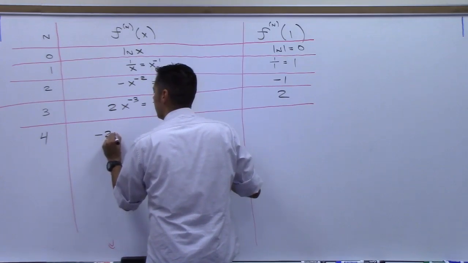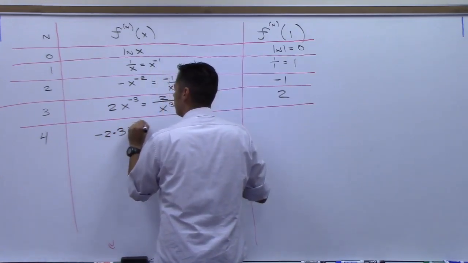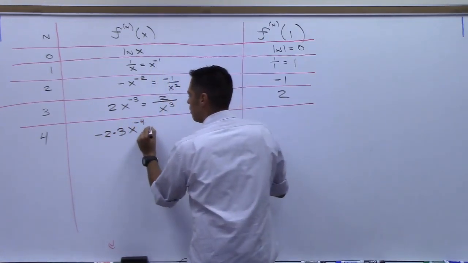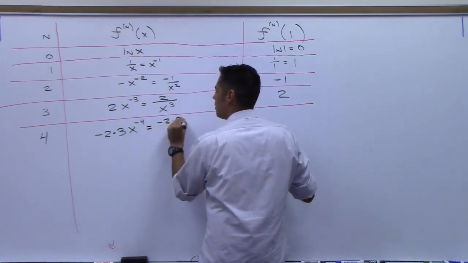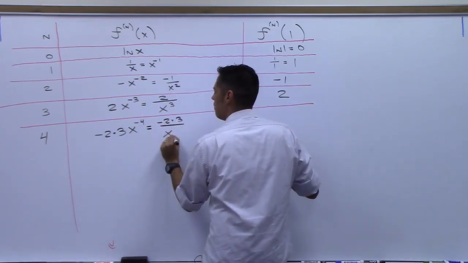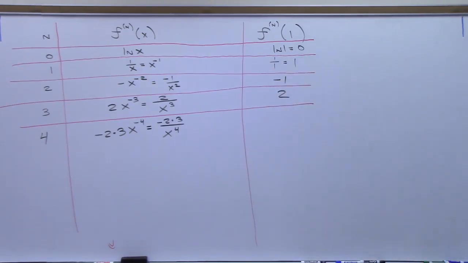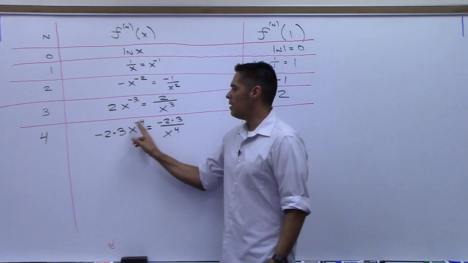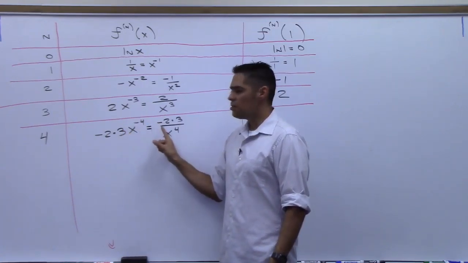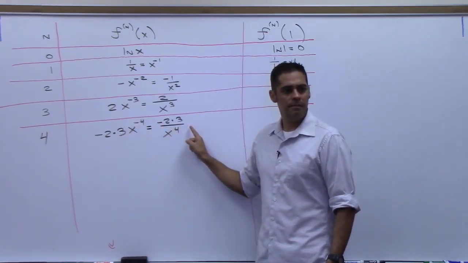But I'm going to look at it a little bit different because I've done these before. Okay, so look. Negative 2 times 3 over x to the fourth. I'm going to leave it as negative 2 times 3, because it's looking like every single time I take a derivative, I'm getting another number out here, right? And it keeps growing. And these are starting to look like factorials, aren't they?